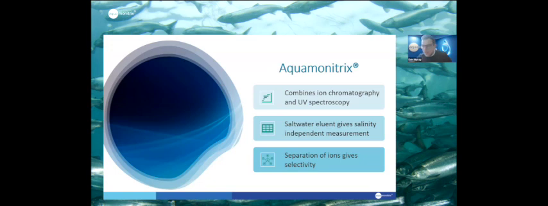So Aquamonitrix is different in that it combines rapid ion chromatography with a patented UV LED based detection setup. Another key advantage of the system is the fact that it uses a mobile phase of sodium chloride.